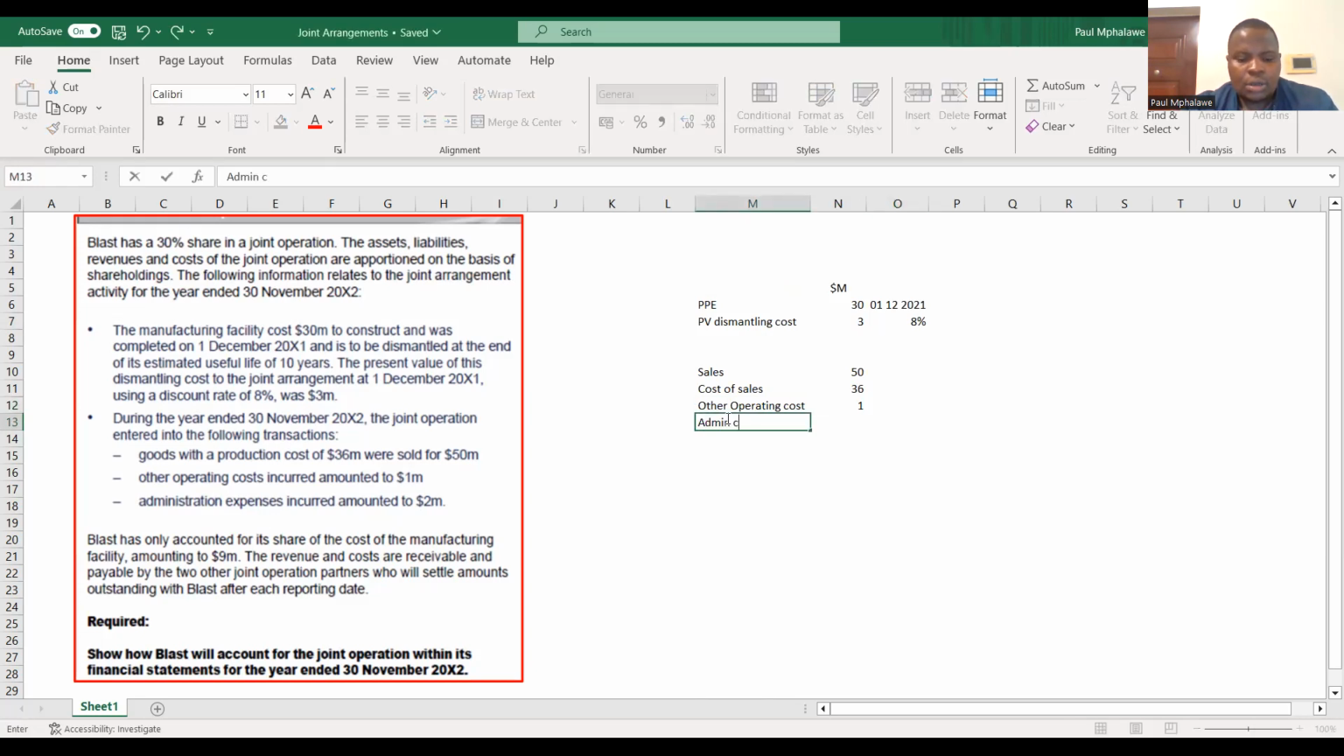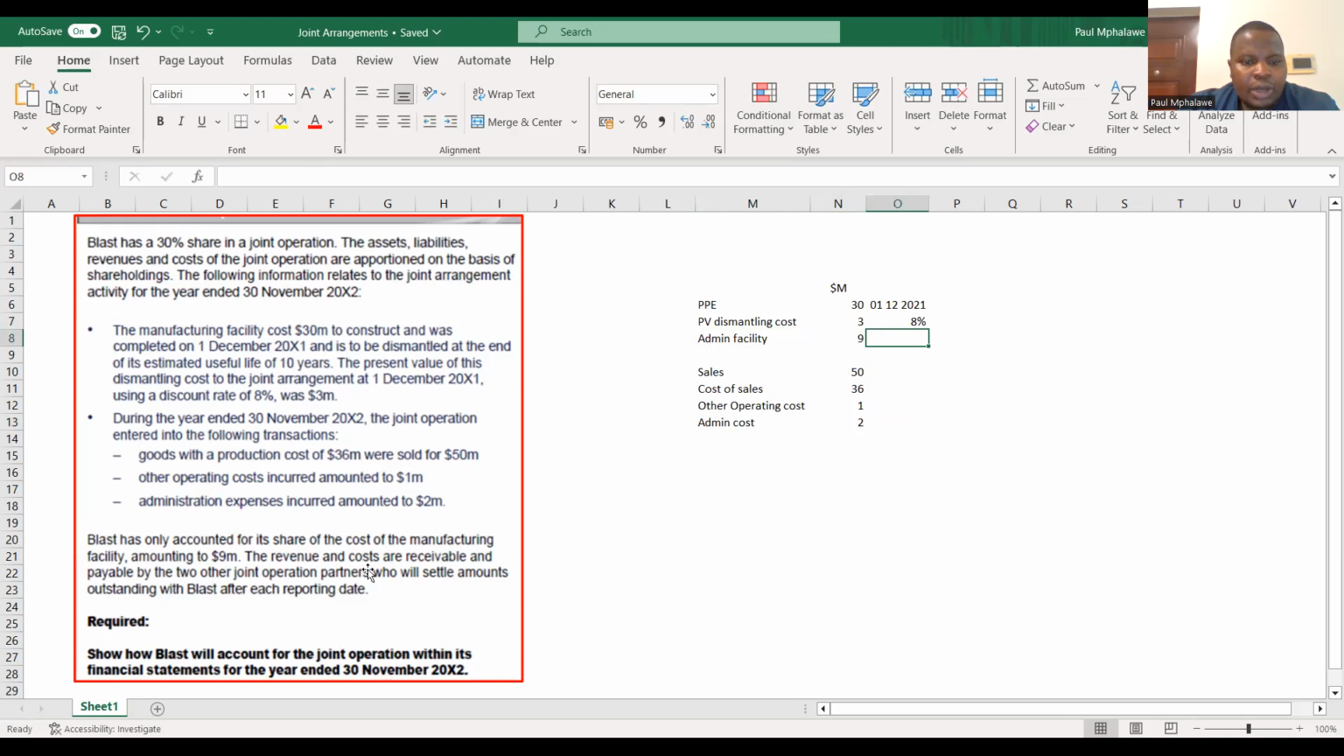Admin cost amounts to 2 million. Excuse me, administration. Blast has only accounted for its share of the cost of the manufacturing facility, amounting to 9 million. Okay. This one is what? Administration facility. The manufacturing facility, that's PPE, 9 million.